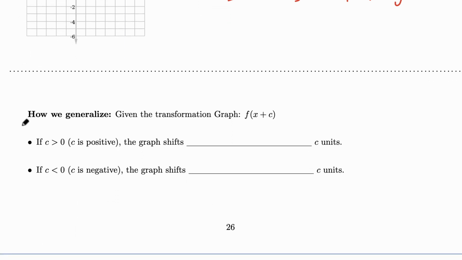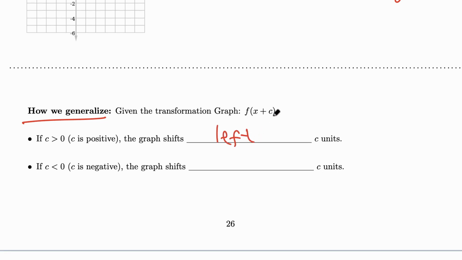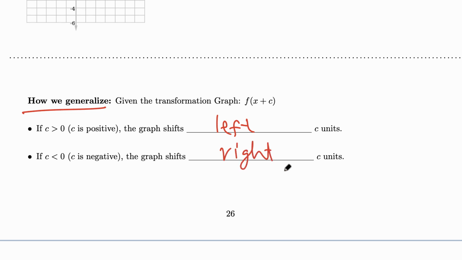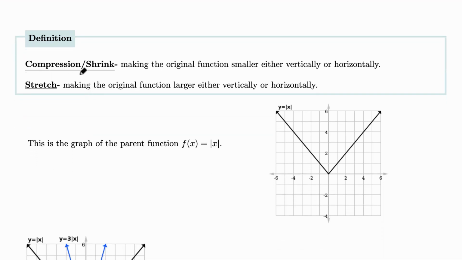So in general, we can generalize in this way. If inside is plus c, that means shifts left. If this is negative, then shifts right.